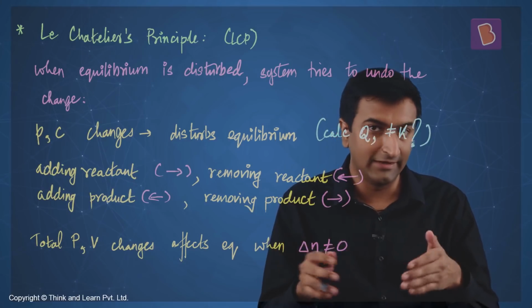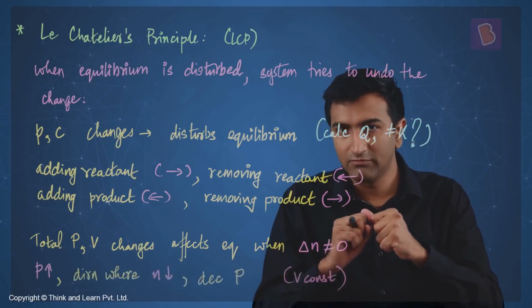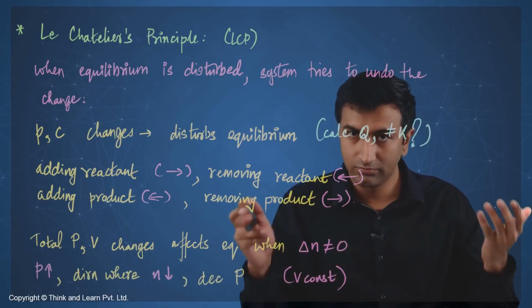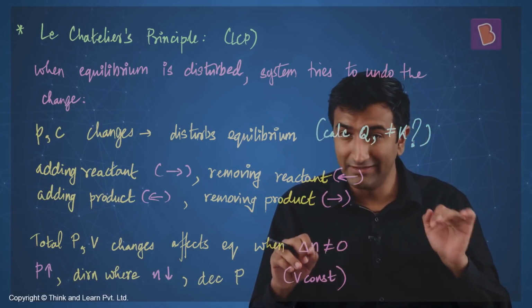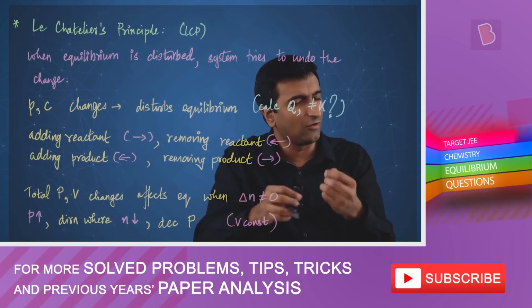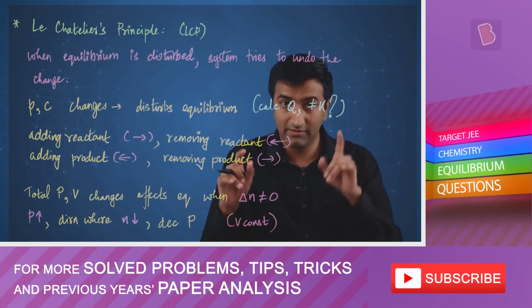So assuming that delta N is not equal to 0, when you increase the pressure, the reaction moves in a direction to reduce that, which means it reduces the number of moles, and the volume is constant. Remember it this way instead of trying to mug up the infinite possibilities, permutations and combinations. Not infinite, but don't mug that. It's better to remember this logically.